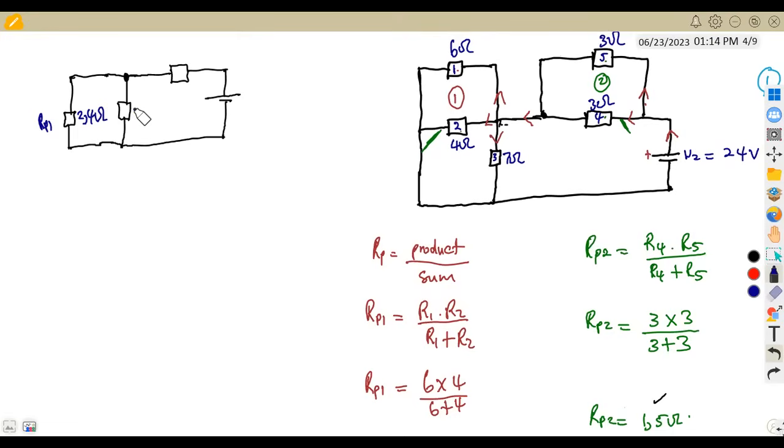And we have got the second parallel part. Sorry, this is our 7 ohm resistor, this one, which was R3. This is the second parallel combination, from these two. So this is our RP2, and this is 1,5 ohms. We got this as 1,5 ohms, our V2 being 24 volts. All right, so this is our V2.